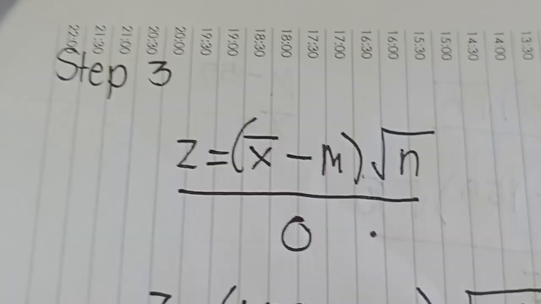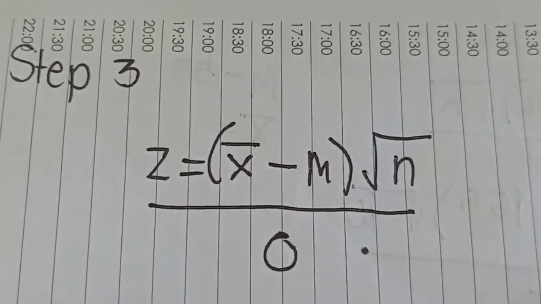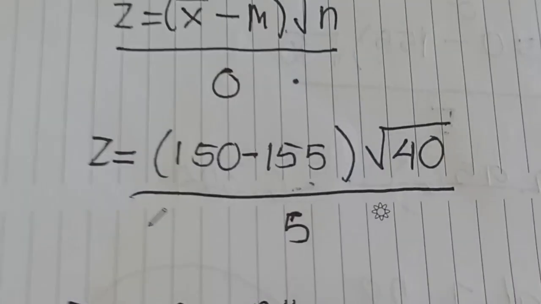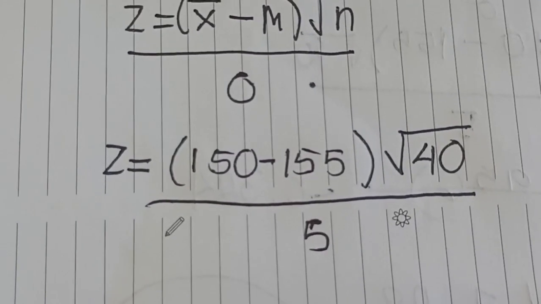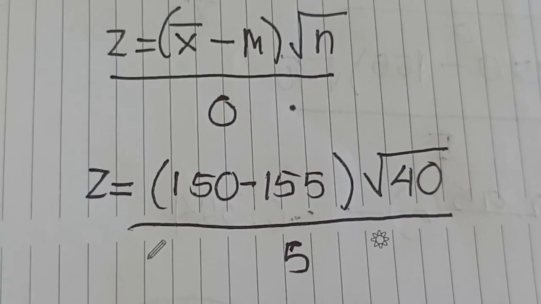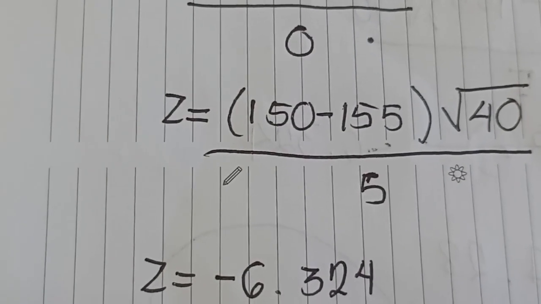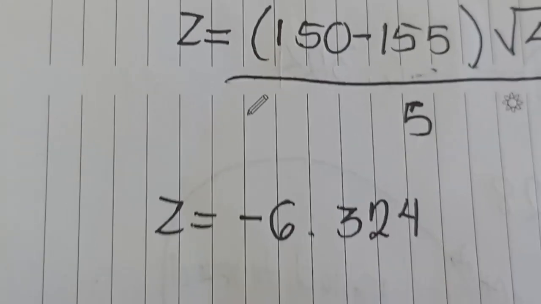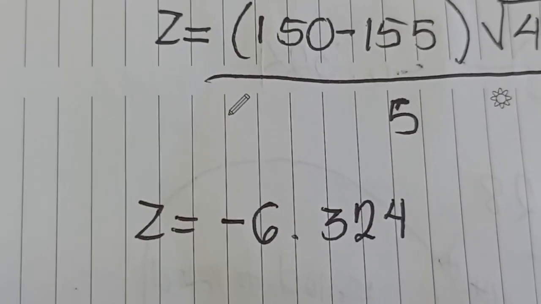Step 3. Using the formula of the z-test, which is Z equals sample mean minus population mean, times square root of n, over standard deviation, we will substitute it: Z equals 150 minus 155, times square root of 40, over 5. Take note that the answer must always have 3 decimals, which is this. Z equals negative 6.324.